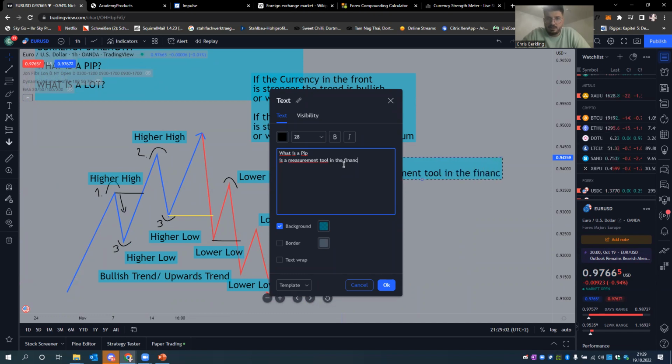In the financial markets, for most currencies, it's the 4th decimal. If somebody doesn't know what a decimal is, I'm just gonna write it out. It's the 4th number behind the comma.